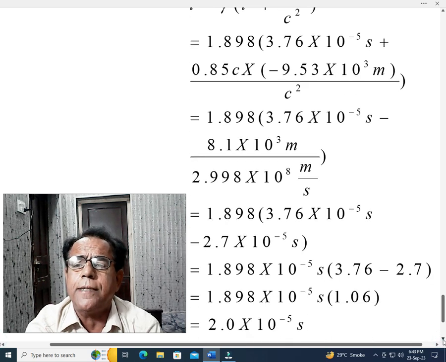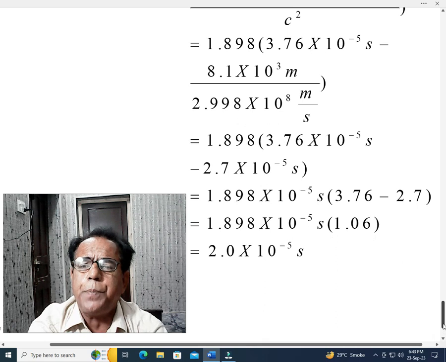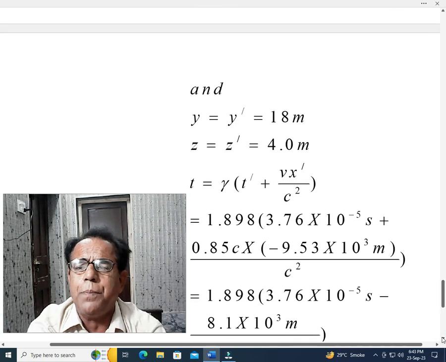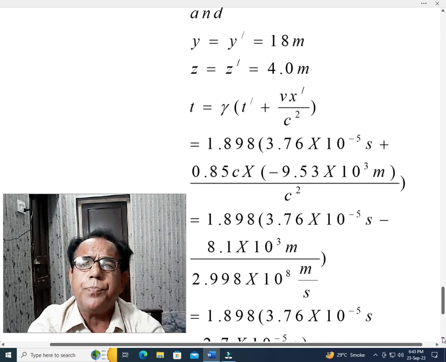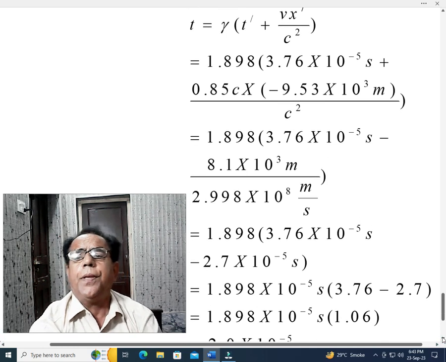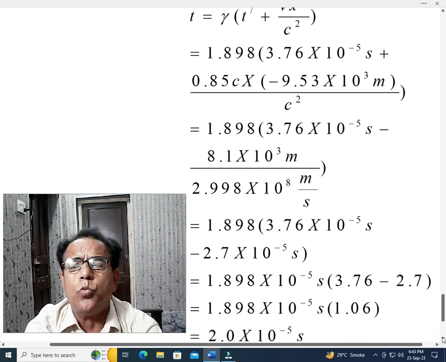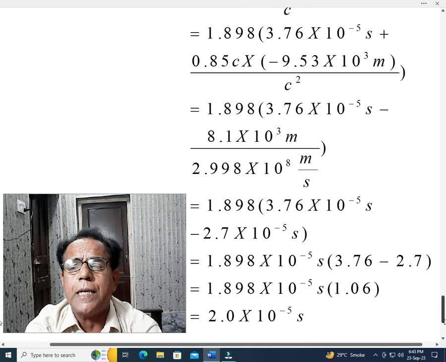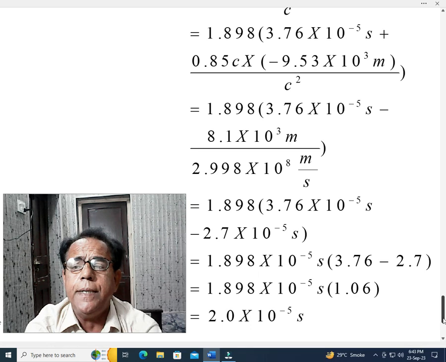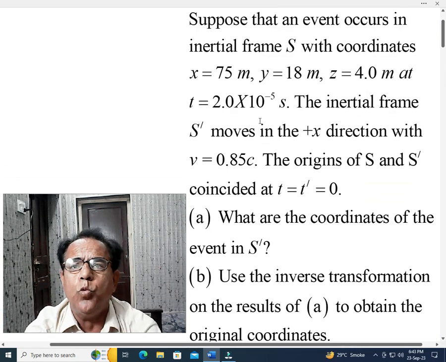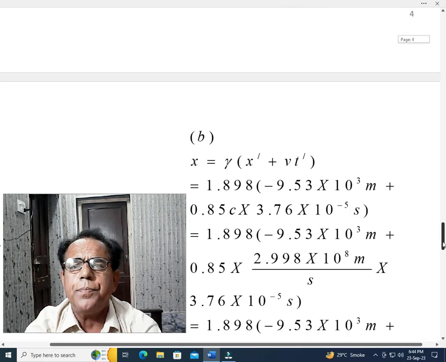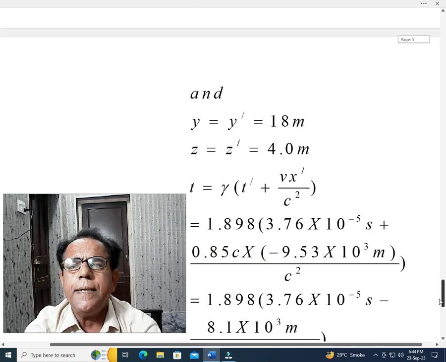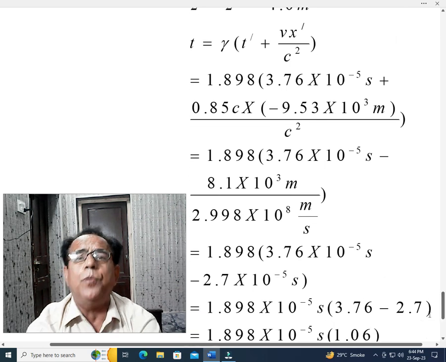Next, just simplification. Simplification steps will not be explained because everything is clear from the screen, and hence the value of t finally becomes equal to 2.0 into 10 raised to the power minus 5 second, which is exactly the same as provided in the statement. T and t dash are equal. T has become exactly the same.